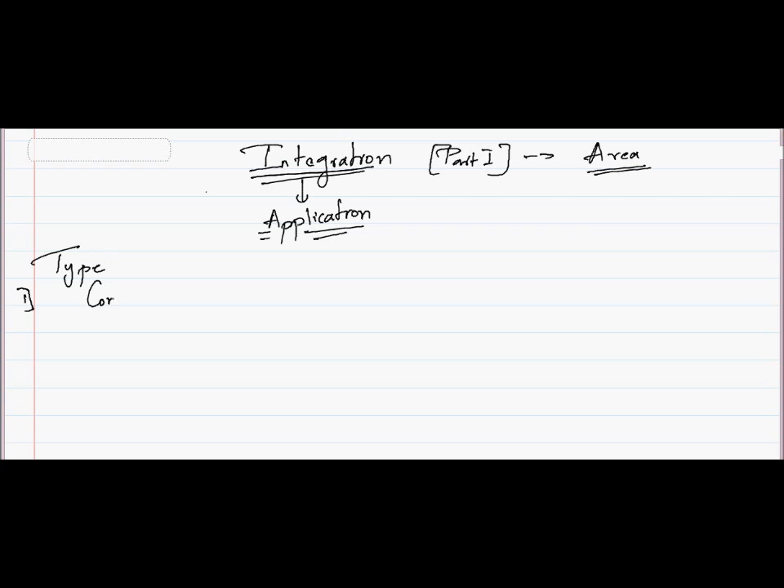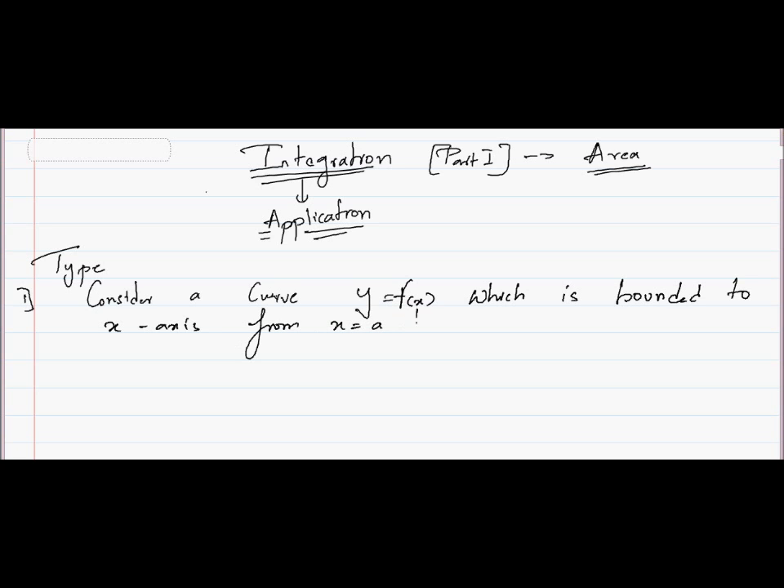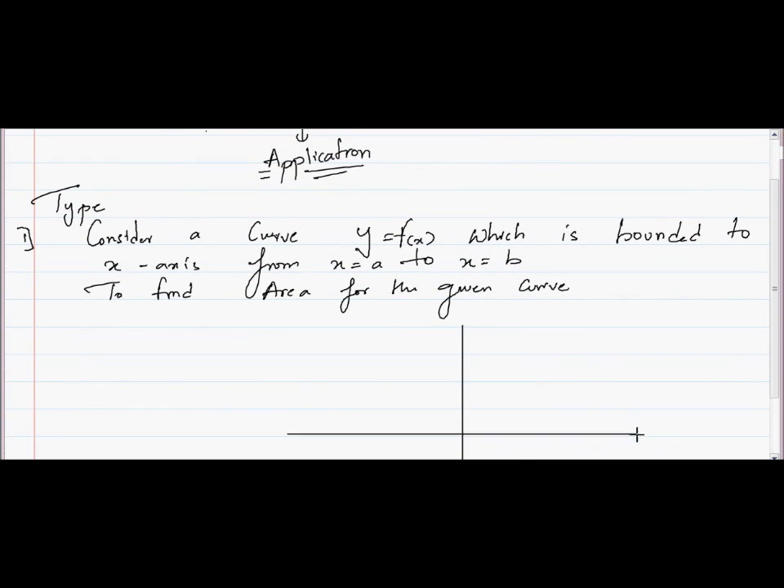Consider a curve y is equal to f(x), bounded by the x-axis from x is equal to a to x is equal to b. To find this area, we can use integration. I will show you the example with the diagram. Let us make an x-axis, y-axis. So this is my x-axis, y-axis, as you can see on the board.